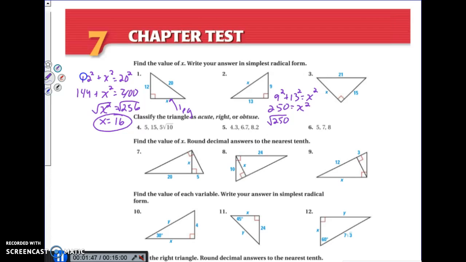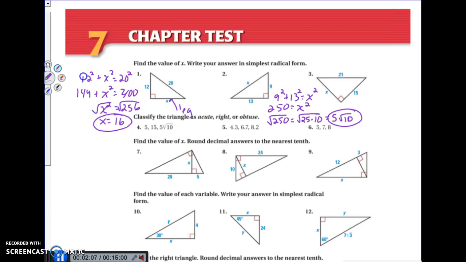So you're going to want to divide 250 into factors, one of which being a perfect square. This one's not too hard. It's 25 times 10. So I can take the square root of 25 and get 5, and 10 remains under the radical. So that's actually your answer.